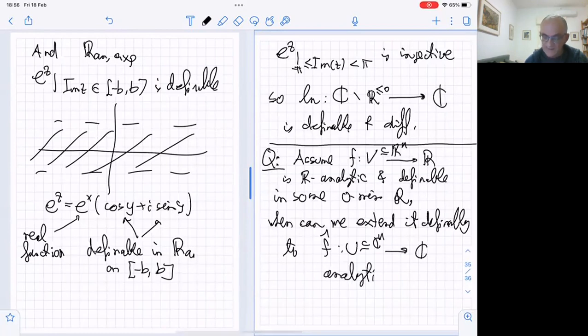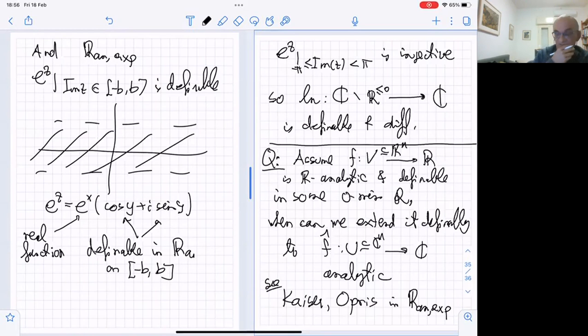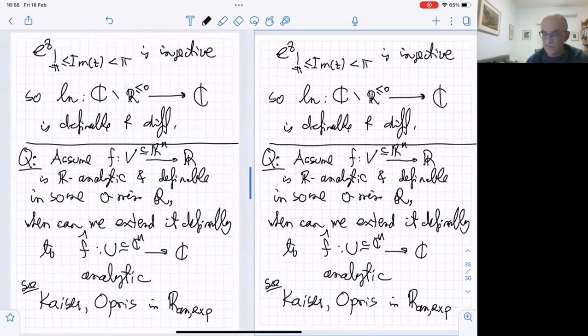Of course, it is not true in general. For example, e to the x cannot be extended without sine and cosine, but there is very nice work of Kaiser and his recent student Opris, I think I'm saying it right, on such questions in Rx, where they get some strong results, and especially in the PhD thesis of Opris, there are strong results on certain families of functions where you can do it definably.